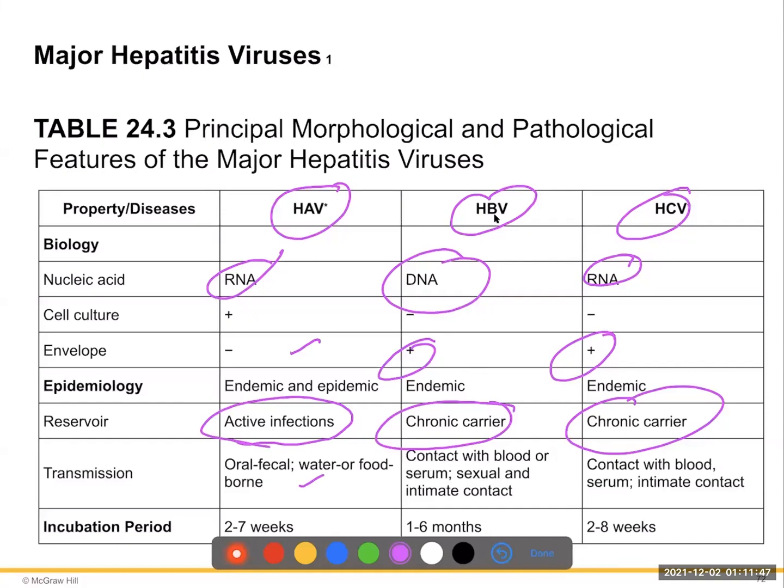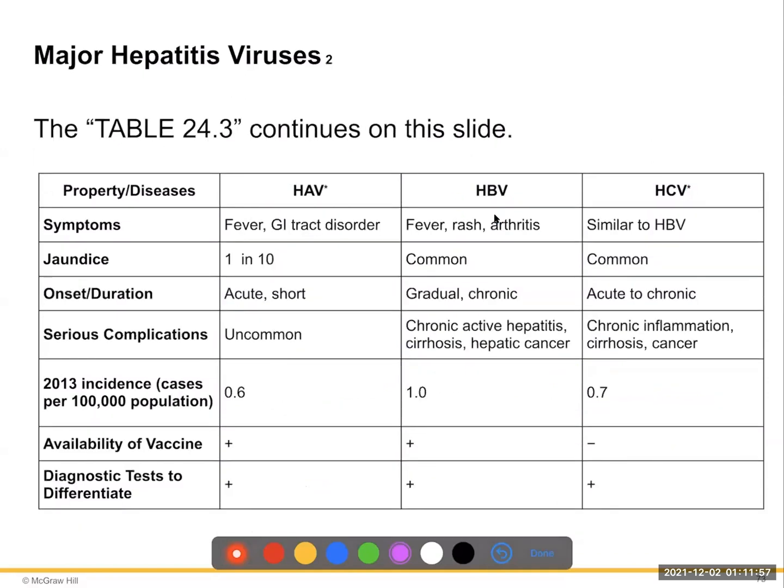Thank you, Bill. Hepatitis B is transmitted by contact with blood or serum, and sexual and intimate contact. Contact with blood serum is hepatitis C. They have different incubation periods and their symptoms. Fever and GI disorder for A. Fever, rash, arthritis for B, and similar to B is hepatitis C. Jaundice occurs in only 1 in 10 for hepatitis A, so not very common. It's common with B and C.